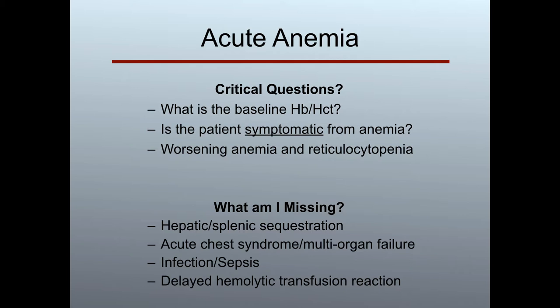And then you need to think about, what else am I missing? So their hemoglobin's dropping. Why is it dropping, right? Is it getting stuck in their liver or their spleen, sequestration? Are they having an acute chest syndrome and I missed it? Is it multi-organ failure with bone marrow suppression?